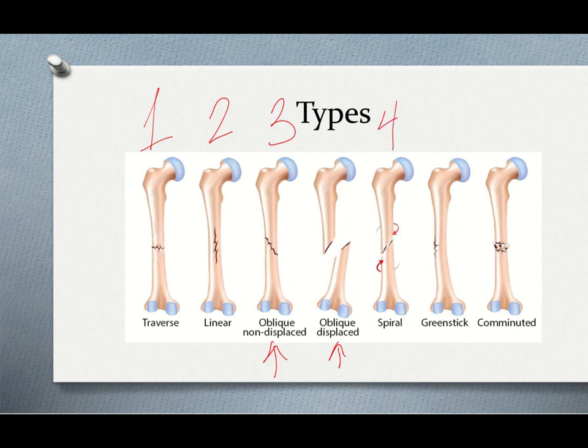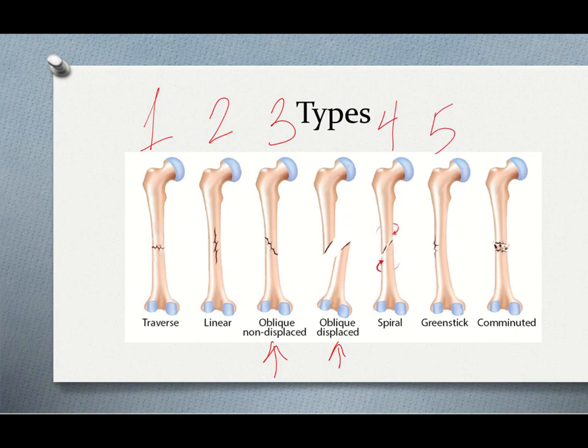Type 4 is a spiral fracture, and that's caused usually by a bone being twisted. So these kinds of injuries happen a lot in small children when a parent will be holding the child's hand and maybe the child falls or something and kind of twists as they fall, and that can break the bone of the arm.